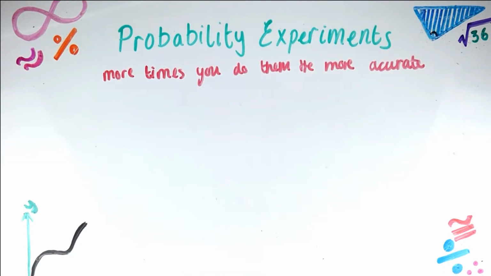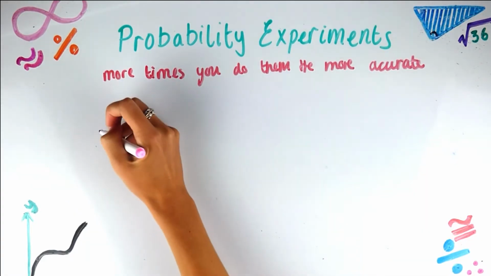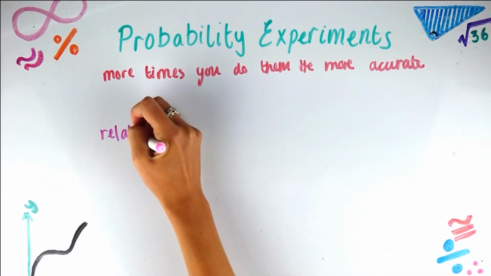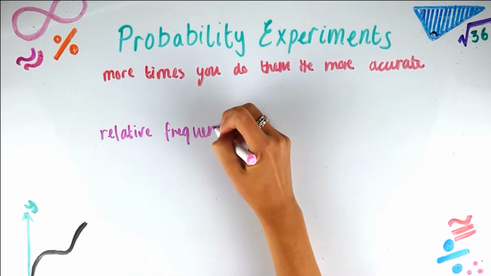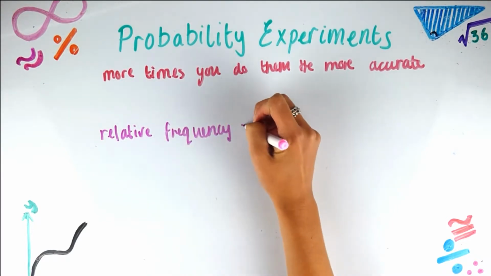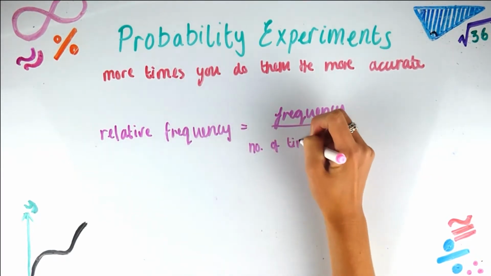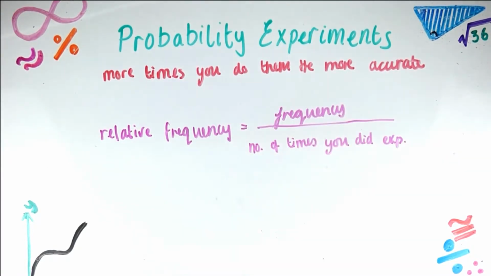Now we need to introduce this idea of relative frequency. It's similar to frequency, but it's relative frequency. And it has an equation, of course, because this is maths. The relative frequency is the frequency divided by the number of times you did the experiment. It's not too bad, but it's made so much easier when we think of it in context. So let's have a go at that.